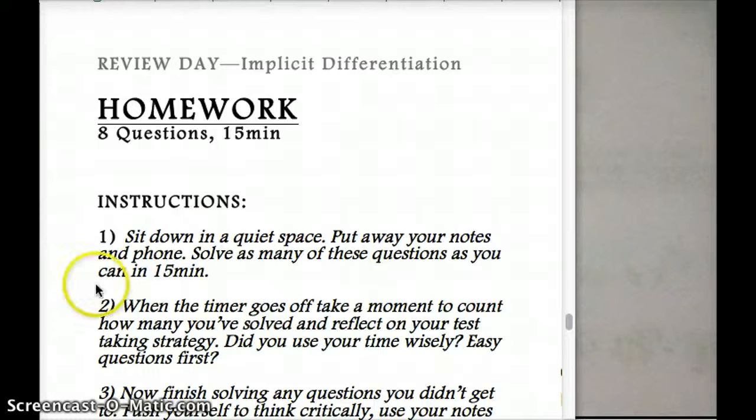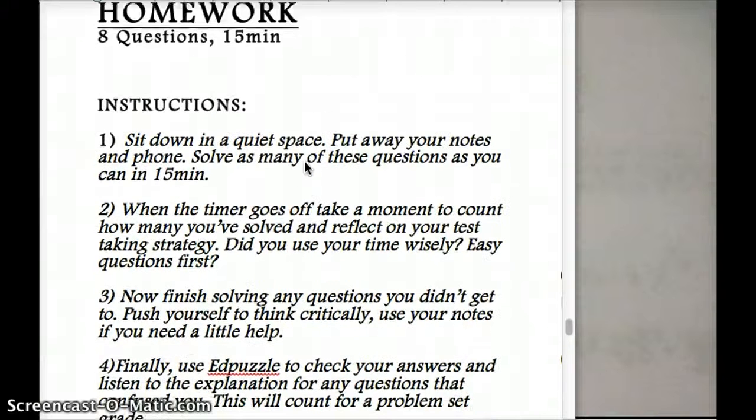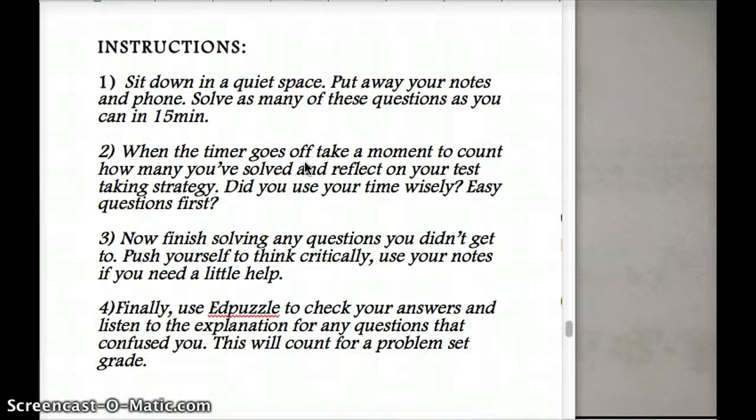Just to review, here's how you're going to use these questions. There's 8 questions. Obviously on a test we would do those 8 questions in 15 minutes. But here's what I suggest for you at home. First, sit down in a quiet space and put away your notes and set a 15-minute timer, pretend like it's the test, and see how that goes.